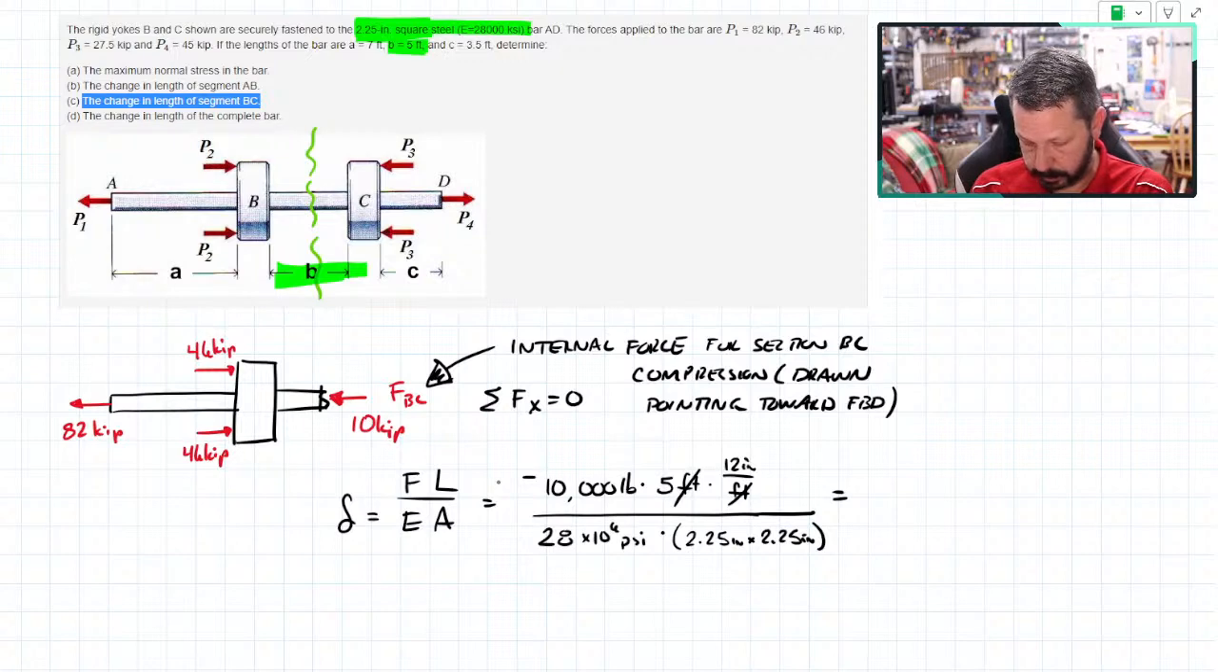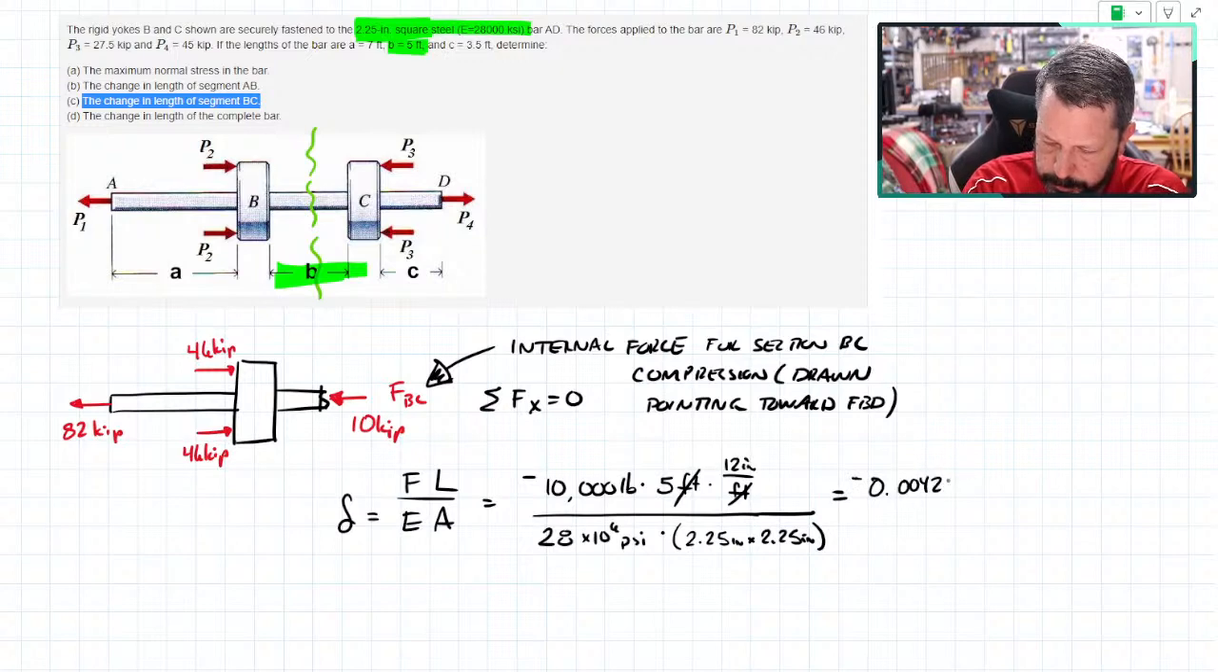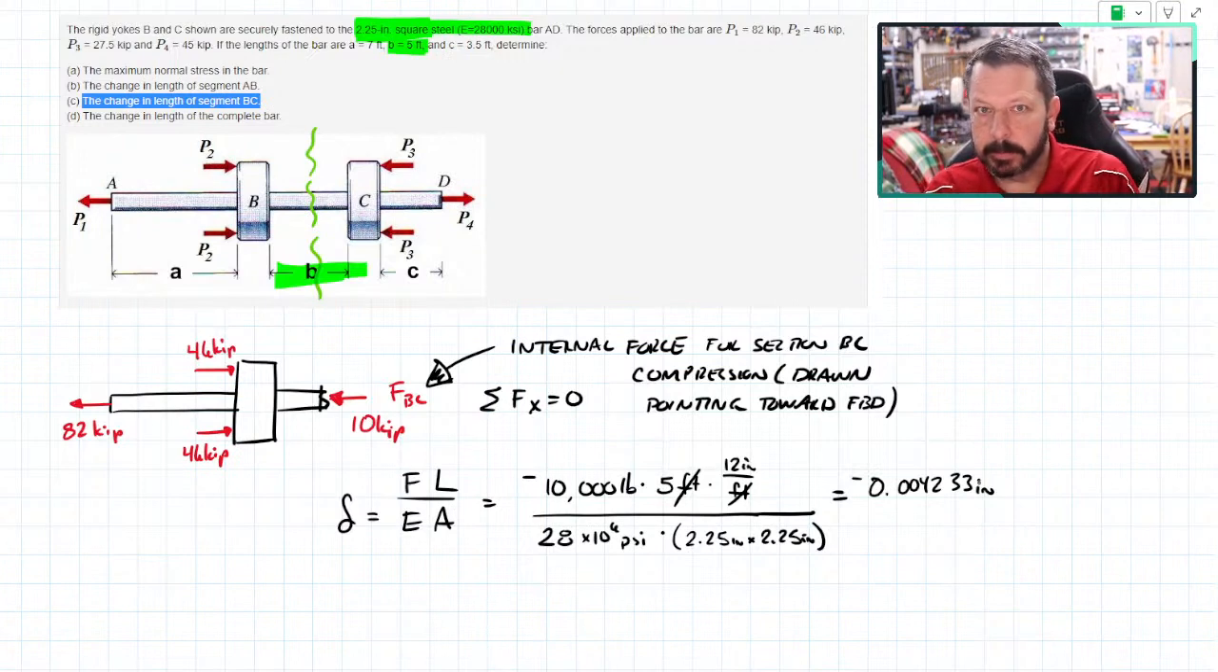Okay, I think that worked. And the number I get is going to be in inches. It's super tiny, though. Negative 0.004233 inches. I do expect there to be, not a lot. This is a really large steel bar. It does have 10,000 pounds applied in this section, but still I wouldn't expect much. Let's see if Webwork agrees. Yes, they do. All right, so that is the correct answer.